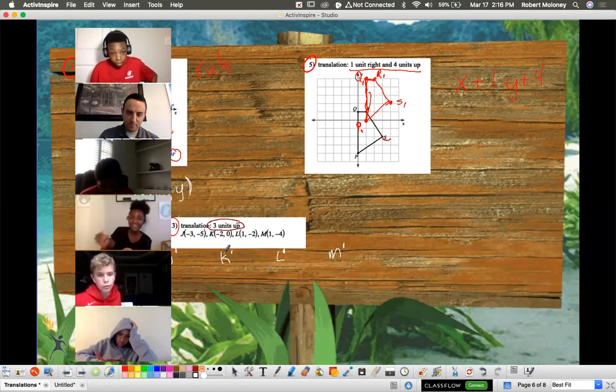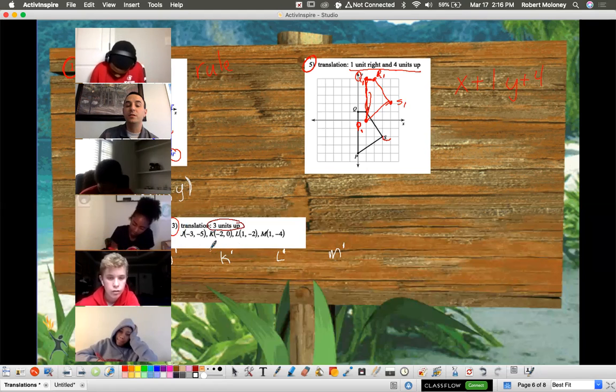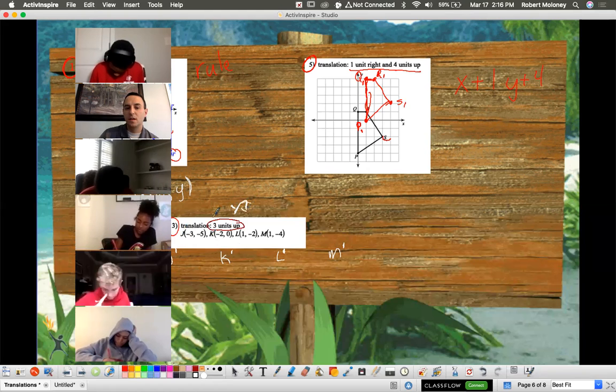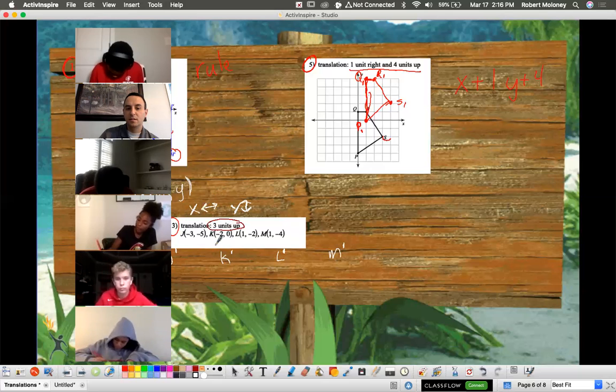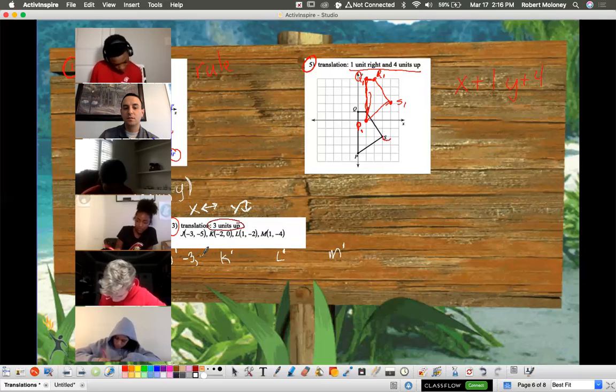Wait, so do we just multiply or add everything by 3? Which one are you adding 3 to? The Y or the X? The X? The Y. Remember, up and down is Y. And X is left and right. So that means X isn't going to change. So I'm going to have -3. Now, what if I add 3 to -5? You get -2. Yep. And that's my new J point.